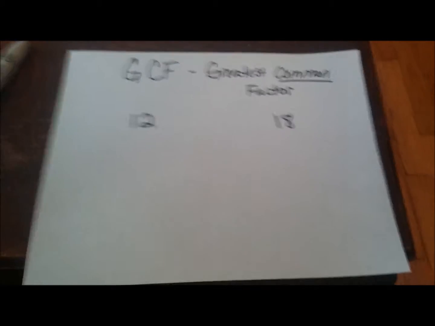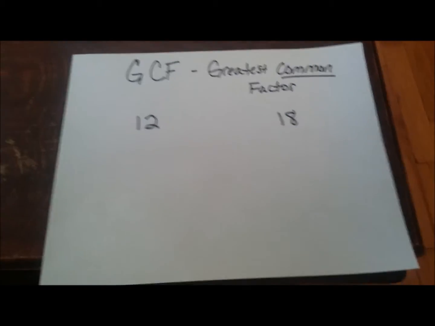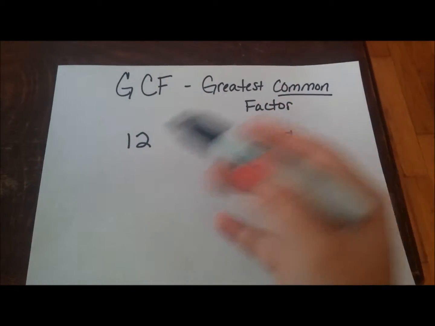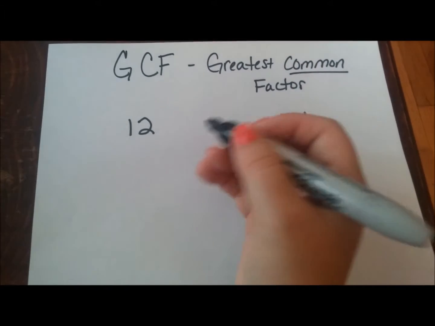So let's begin. We're going to start out with a couple of smaller numbers, 12 and 18. Remember, GCF means greatest common factor. So we're going to look for factors that each tree has in common. I'm going to factor 12 first.